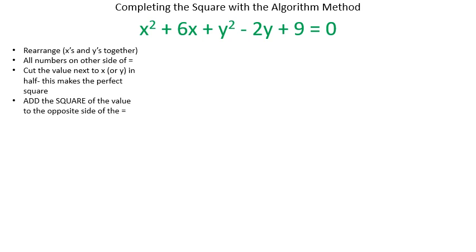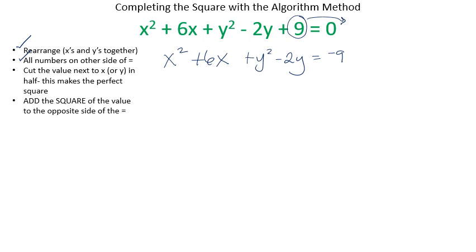So it looks good so far, right? Like my x squared plus 6x, cool, there's some x's together. Then I've got y squared minus 2y, that looks good. And so I just need to take this 9 and scoot it to the other side of the equals. So the way to move a positive 9 is by subtraction. So I would have a negative 9 on that side. So I've rearranged, check, and I got all the numbers to the other side.